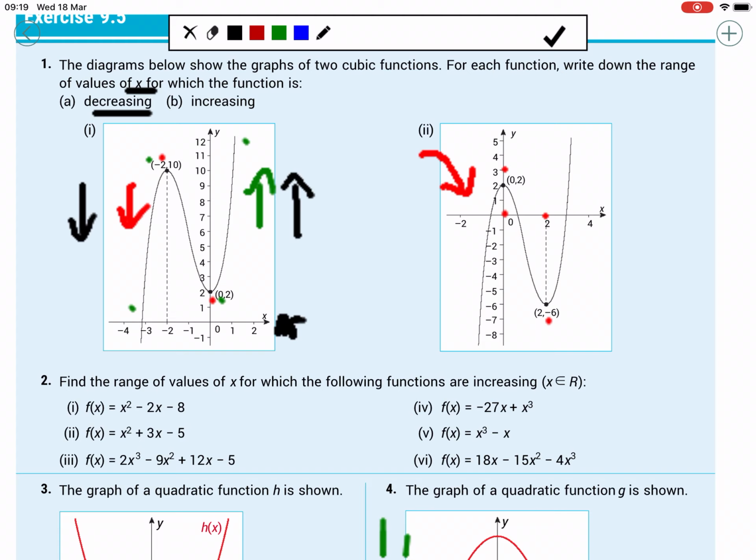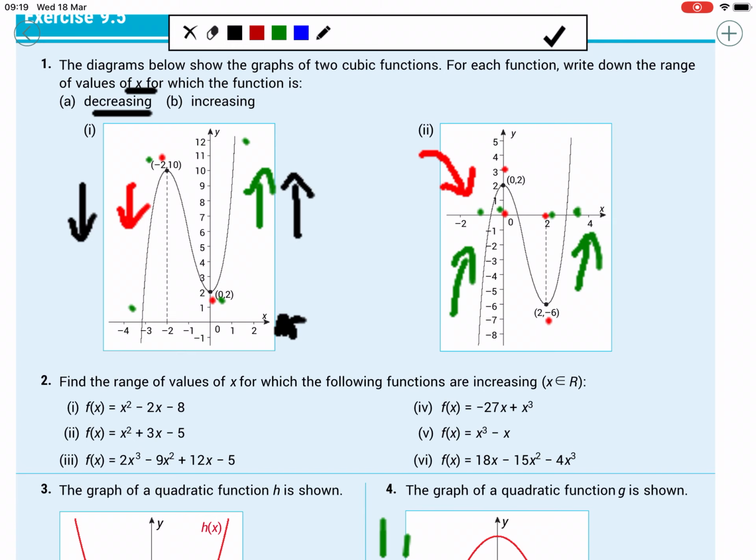It is increasing anywhere from there to there, and then it's increasing again from there up to there, or a little bit before it, maybe there. Sorry, I can't be as accurate as I need to be with this. So that's what's happening, and we can see that the curve is going upwards in between the green spots in that case.